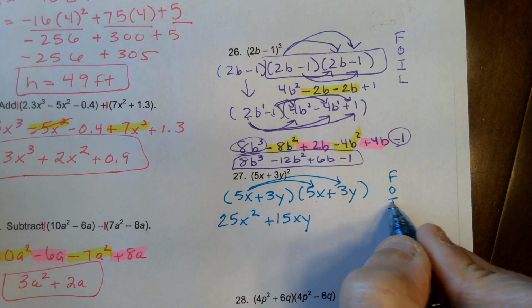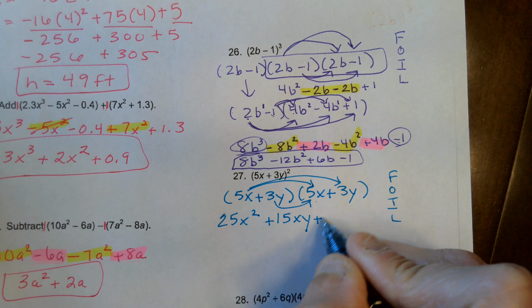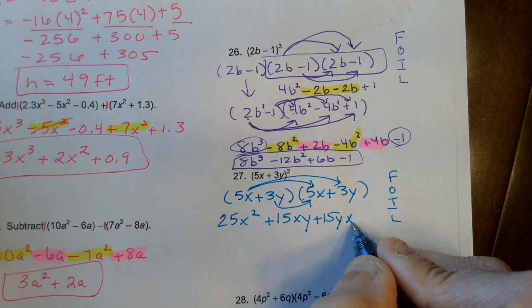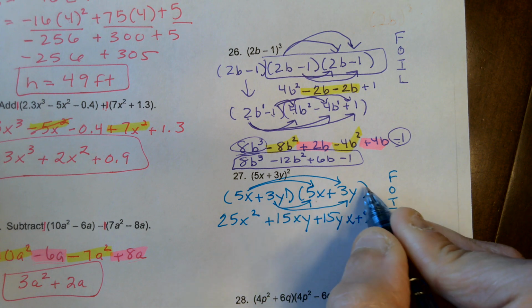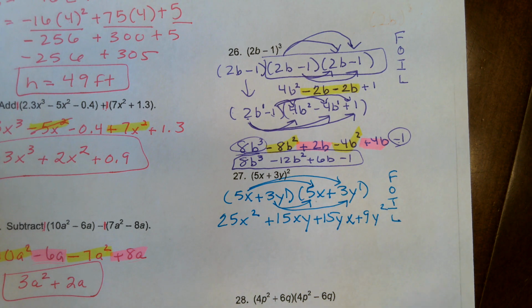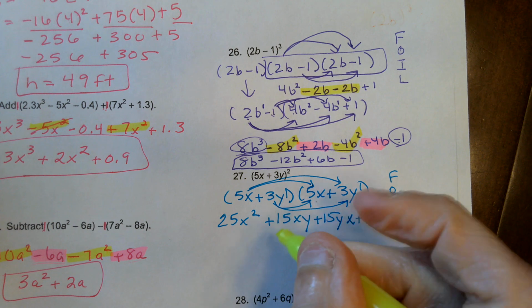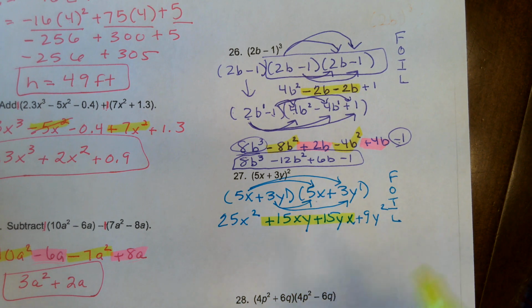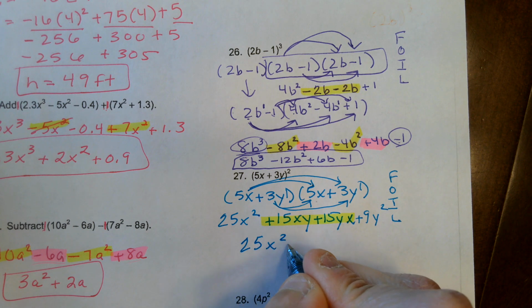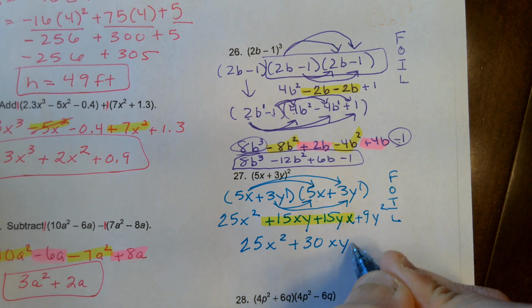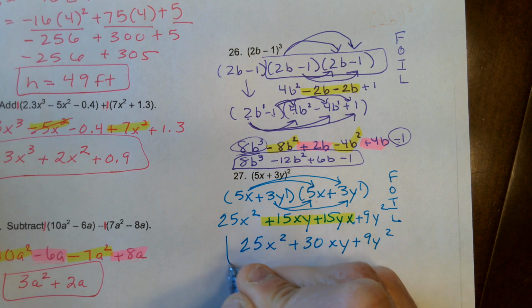And then we go to the inside. 3y times 5x is 15yx. To the last, 3y times 3y is 9y squared. Are there like terms? You bet, because xy is the same as yx. So I end up with 25x squared plus 30xy plus 9y squared.